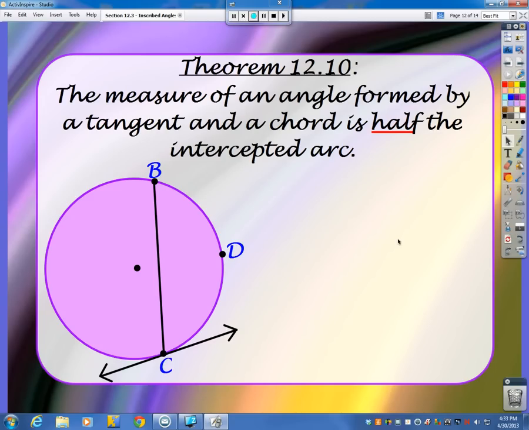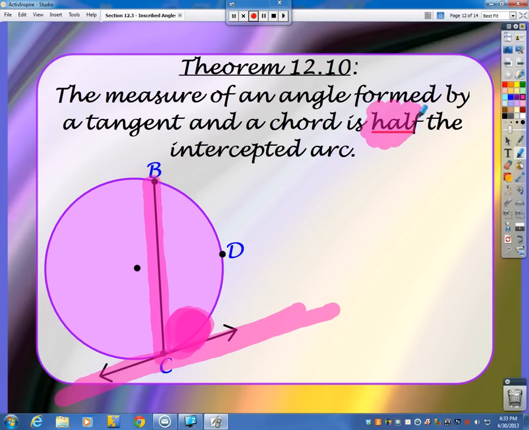One more theorem. The measure of an angle formed by a tangent. Now, tangent was that special line that touched the circle only in one spot, in this case at point C. So the angle between a tangent and a chord, here's that chord, BC. So they were really talking about this angle right here. So this angle is equal to half of its arc. And where is its arc located? What's trapped in between, which would be this guy here. So however big this arc is, take half of it, and that is our missing angle.